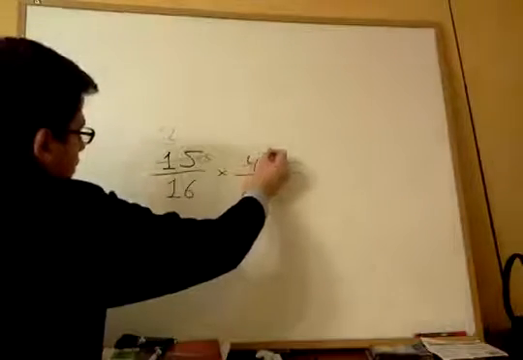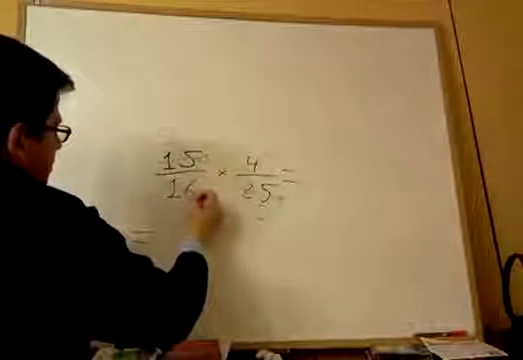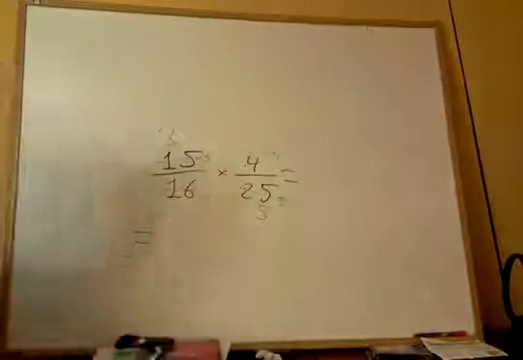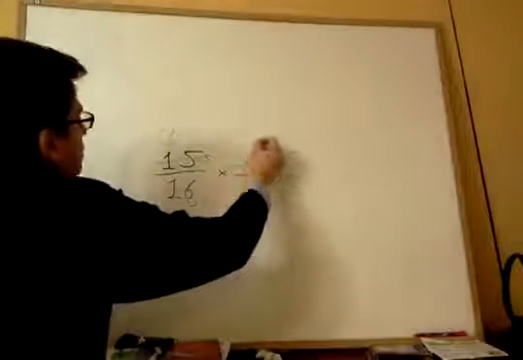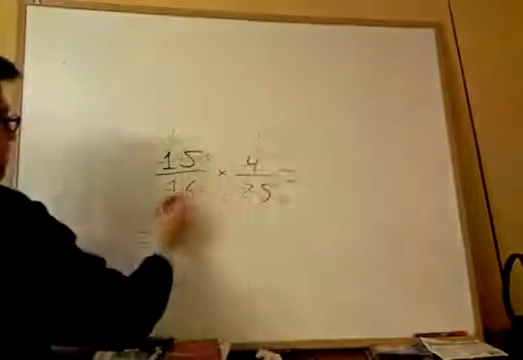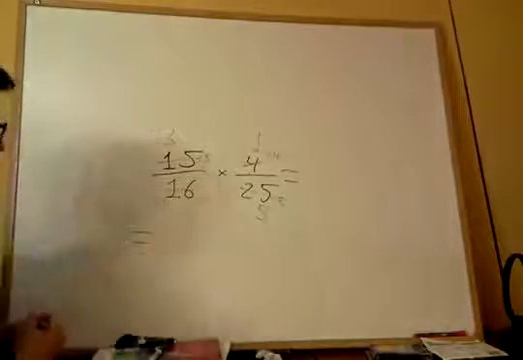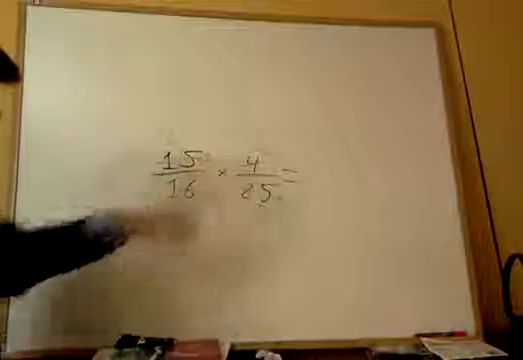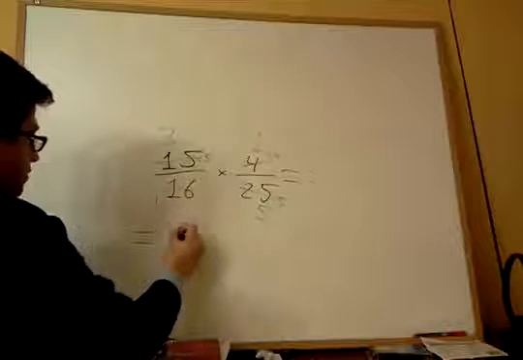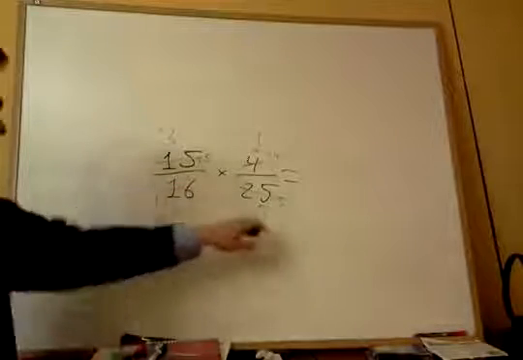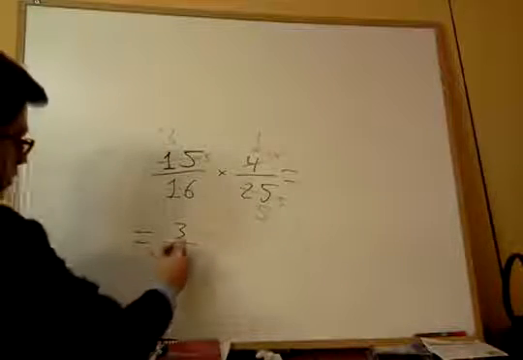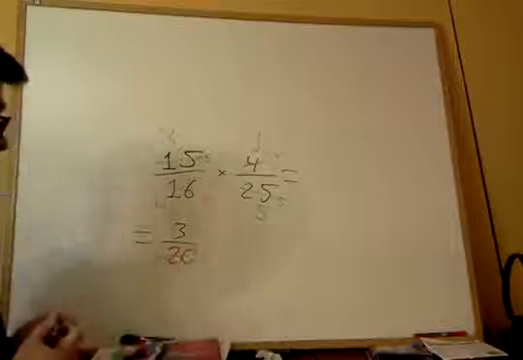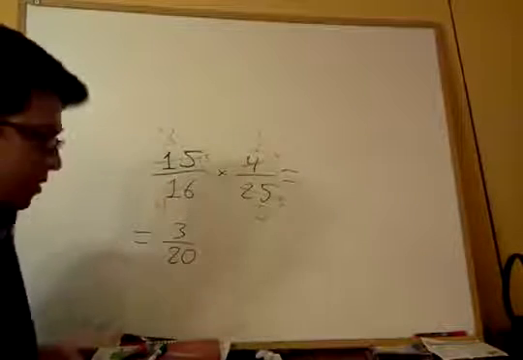4 is divisible by 4. And 16 is divisible by 4. 4 divided by 4 is 1. 16 divided by 4 is 4. So now I need to do 3 times 1, which is 3. And 4 times 5, which is 20. The answer is 3 out of 20.